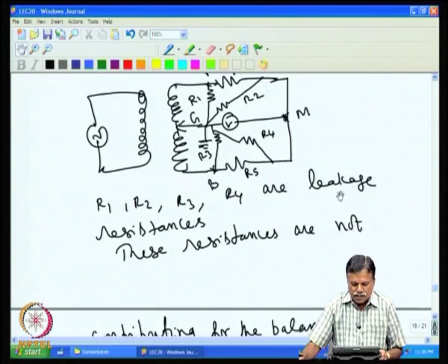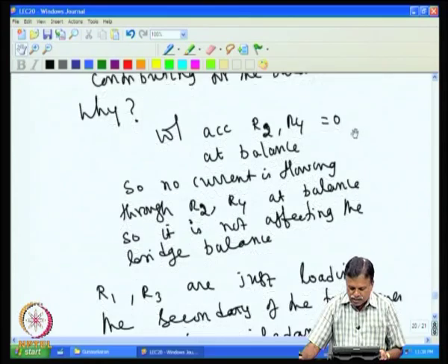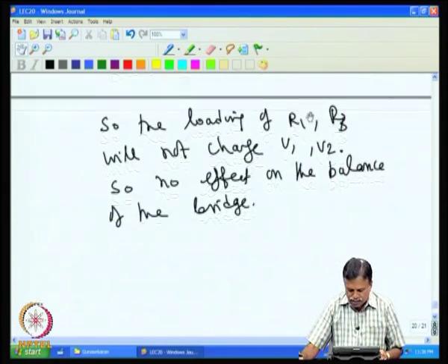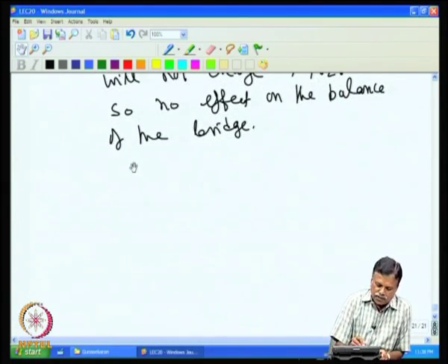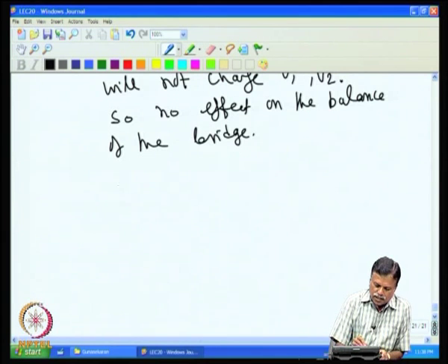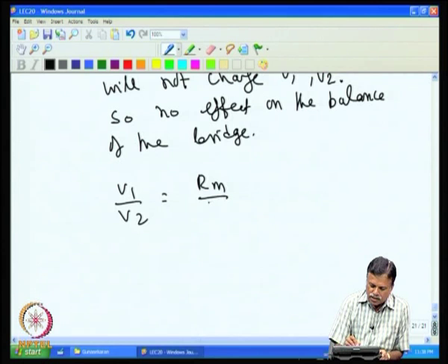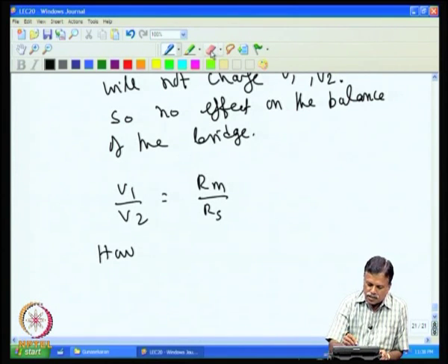So, how to avoid making the measurements? Essentially, V1 by V2 comes as Rm by Rs. How to avoid measuring V1 and V2, that is the other way around.